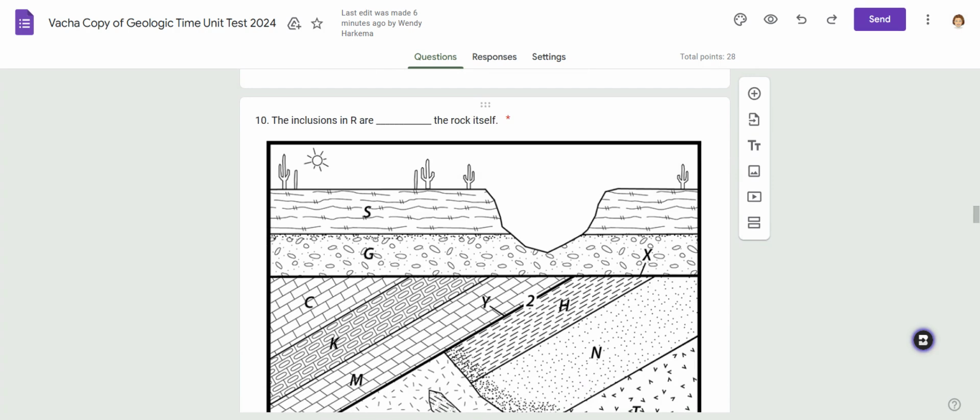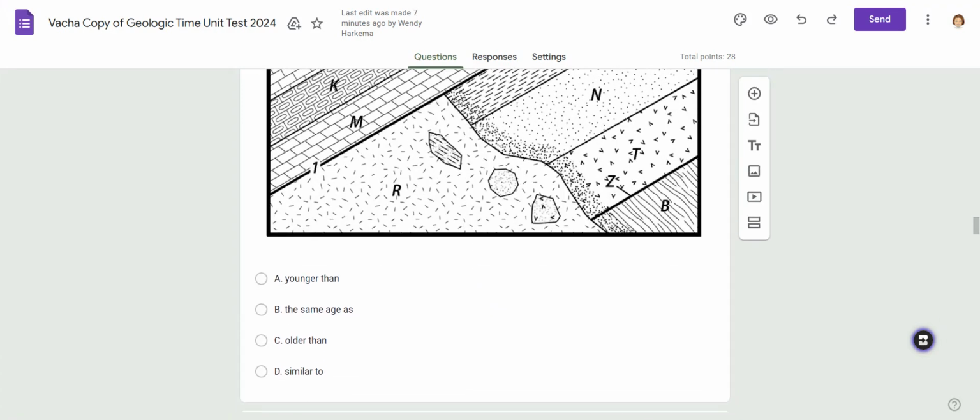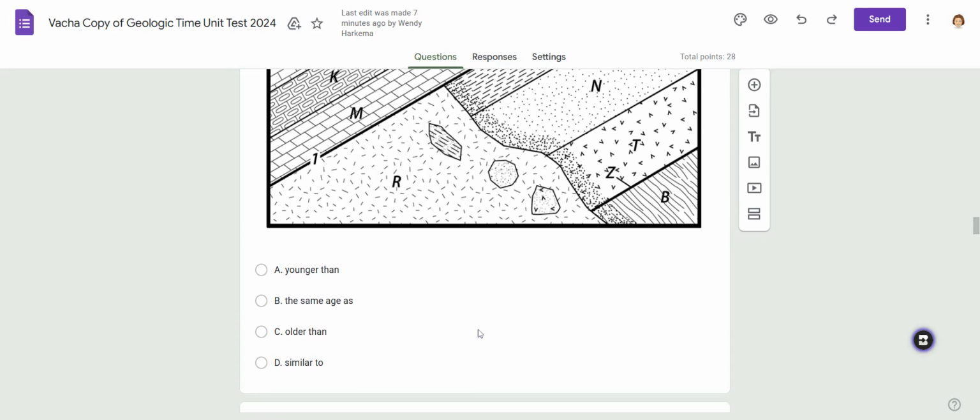Number 10, the inclusions in R are blank the rock itself. A, younger than. B, the same age as. C, older than. D, similar to.